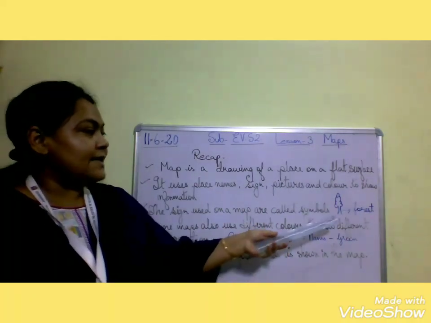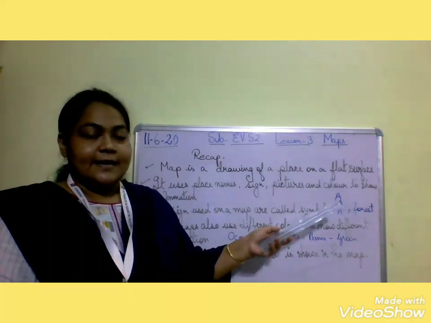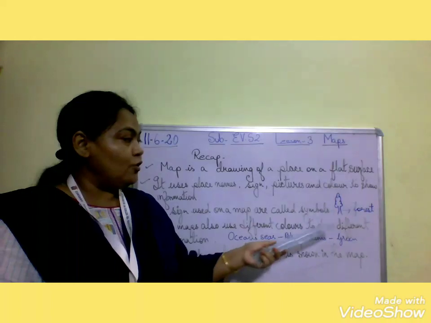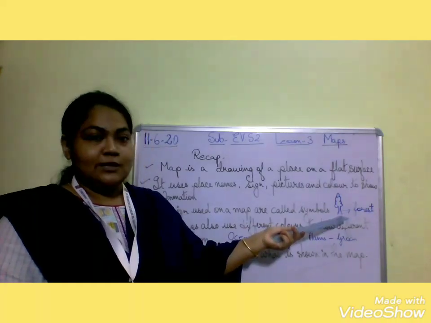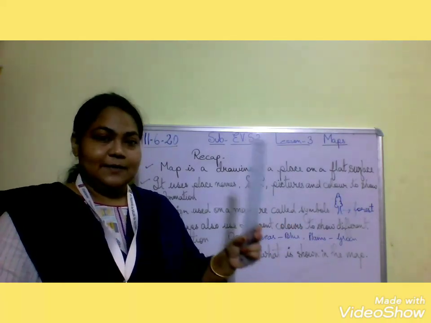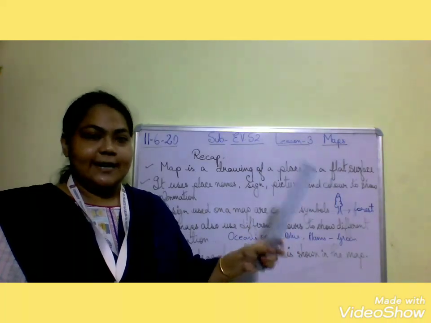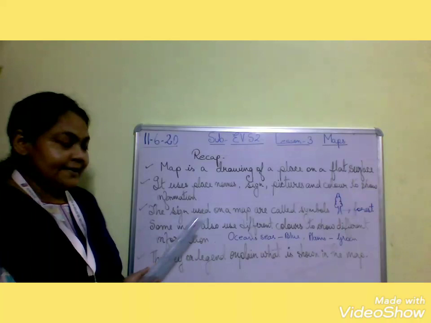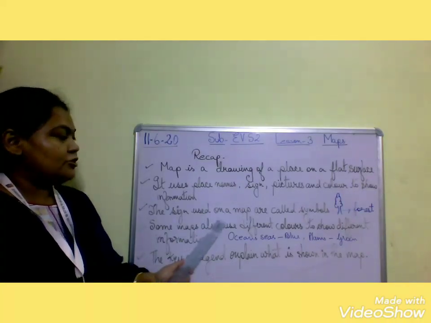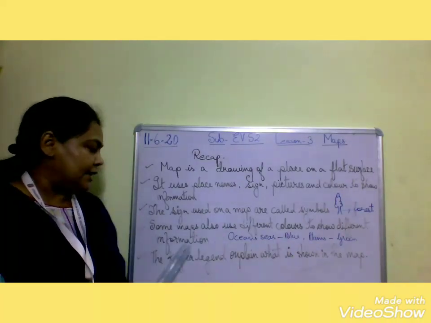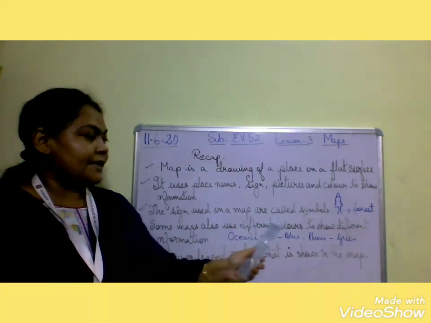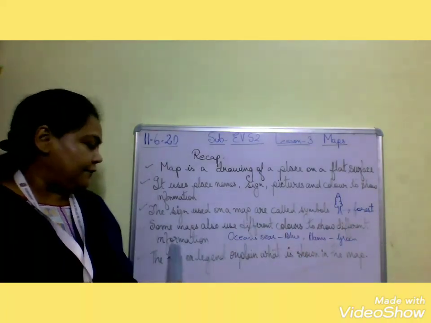So here, see children, for forest, every time we can't write forest in every place. So if we show the symbol of a tree, it will represent that in this particular area there is a forest. Okay children. Next, some maps also use different colors to show different information.